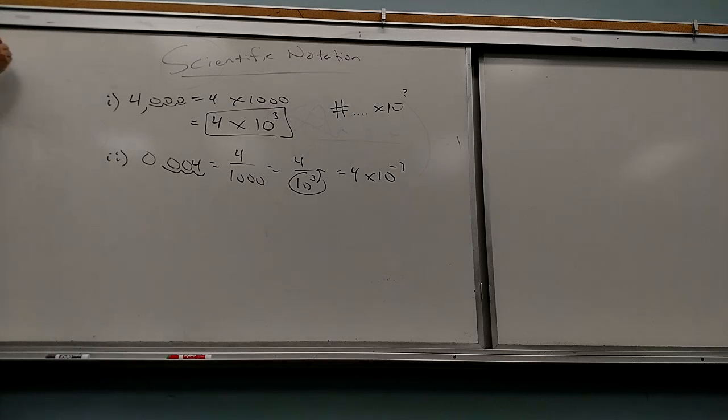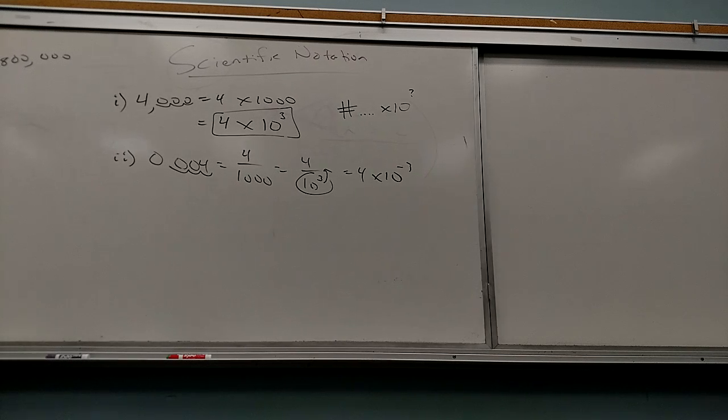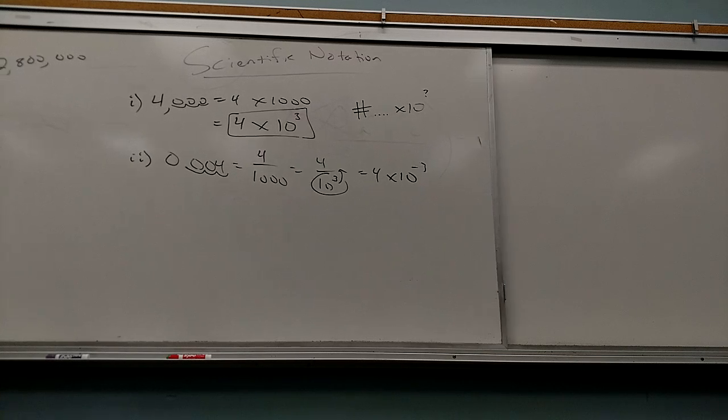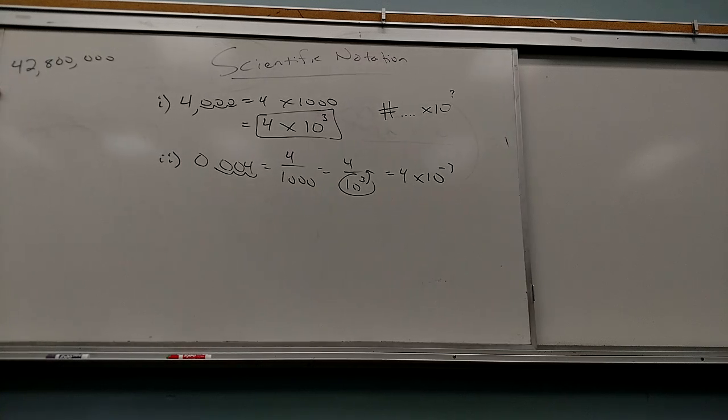Right? So the shortcut for this, if I wanted to write 42,800,000 in scientific notation, where's the decimal? Tail end. How many times do I have to move it until there's a single number? Now I have, you know me. You know I have a weird way to look at this.